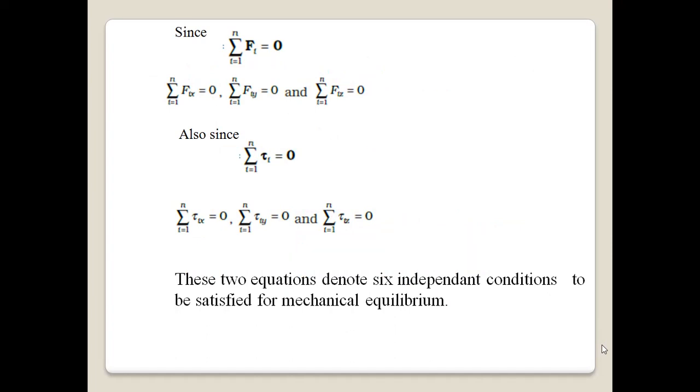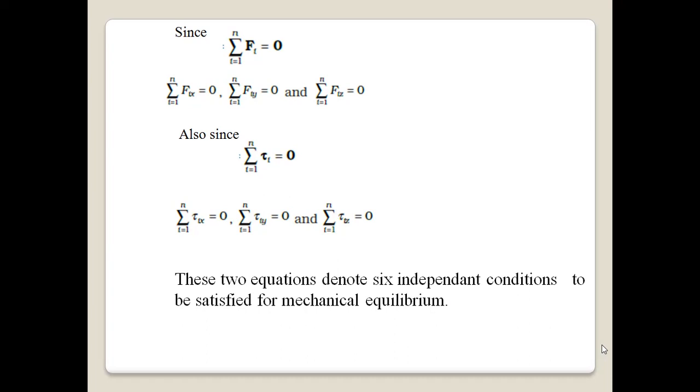Now if you put it in formula form, for translational equilibrium, sigma i equal to 1 to n, Fi equal to 0. And if you break Fi into its components along the x-axis, y-axis and z-axis, we can write it as sigma i equal to 1 to n Fix equal to 0, sigma i equal to 1 to n Fiy equal to 0, and sigma i equal to 1 to n Fiz equal to 0. All these are conditions for translational equilibrium of a rigid body. So there are three independent conditions here.